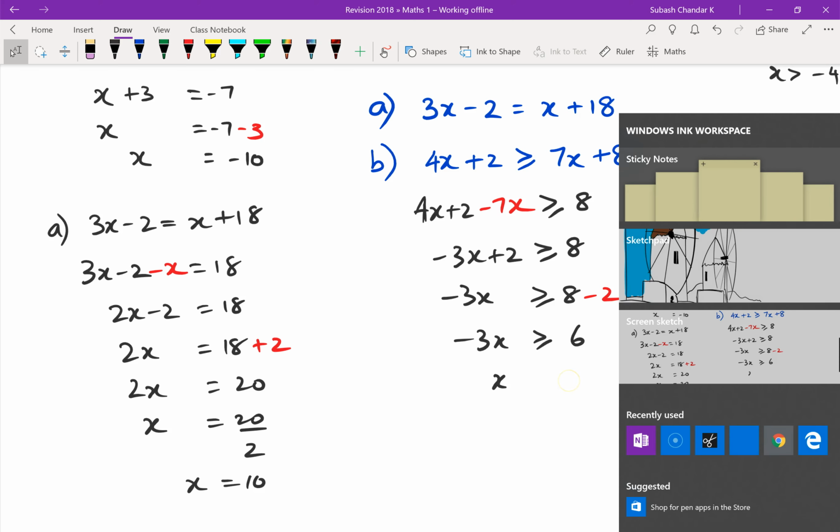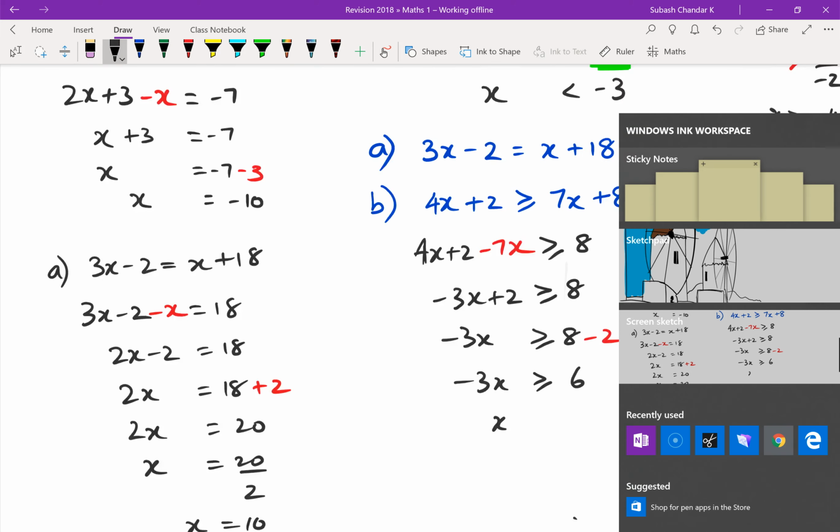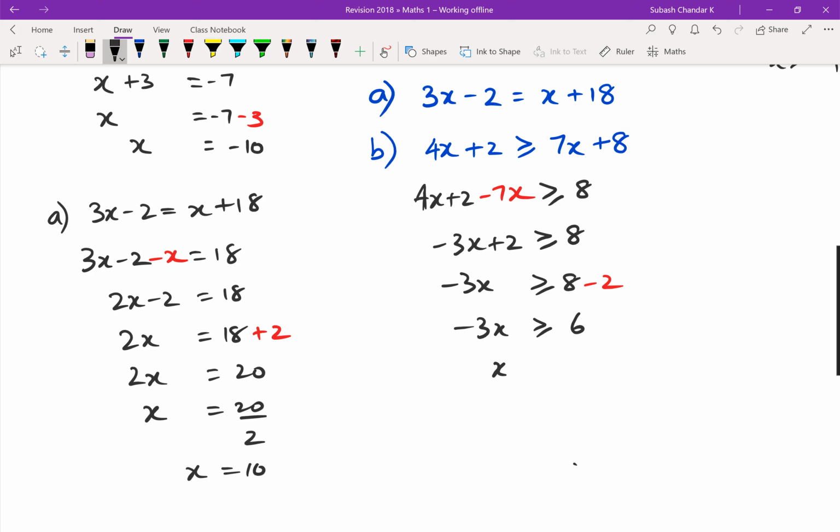Oh. How do I get rid of this one? Wait. No. Hang on. Okay, where were we? Sorry.